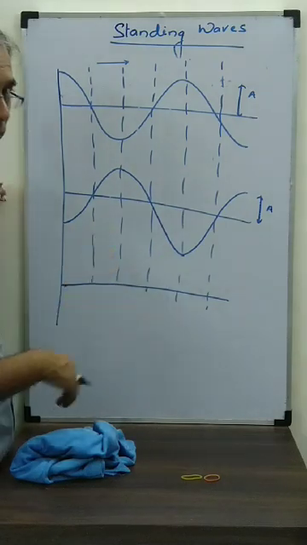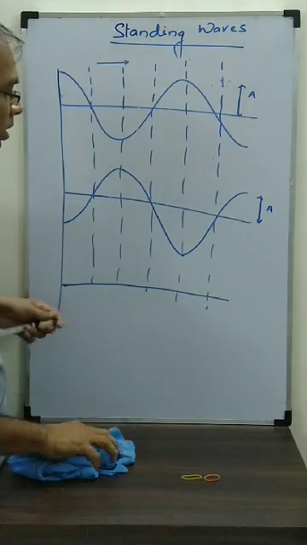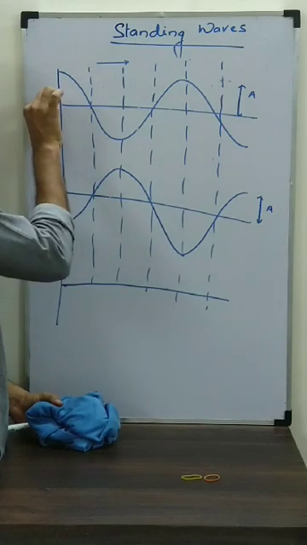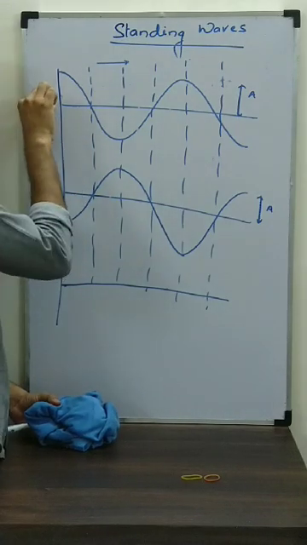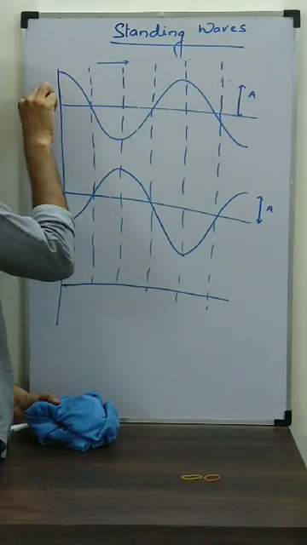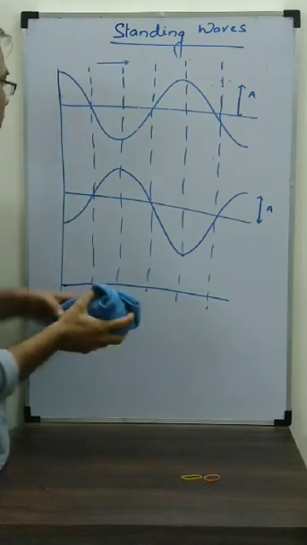Now let's have the other one. Another form. In the next instant, what will happen? Initially we started from here, it went up, then it will come down again. When it is going to come down, let's see that also.